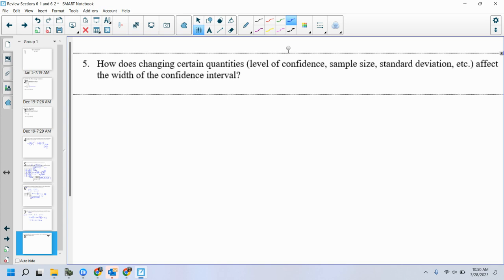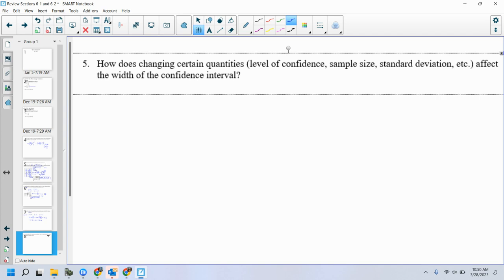What about standard deviation? What's that going to do to the confidence interval? As I increase the standard deviation, it's going to increase the confidence interval as well.